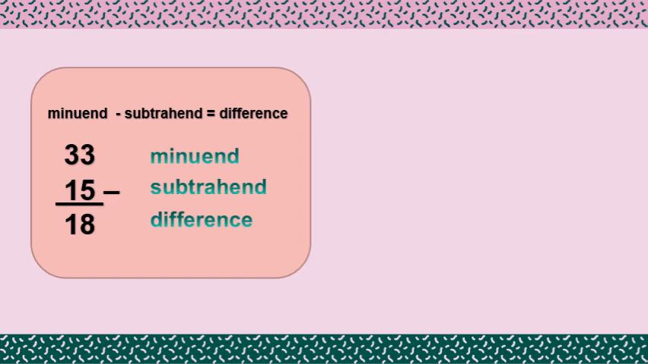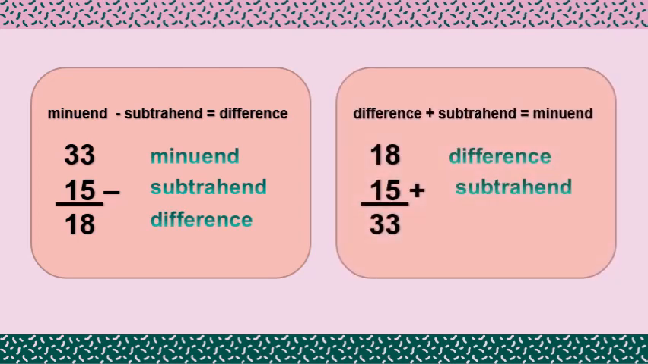We can check our answer if it's correct using addition. For example, difference plus subtrahend is equal to minuend. Here we have 18, the difference, plus 15 for the subtrahend, and the answer is 33. Just the same, right? It is equal.